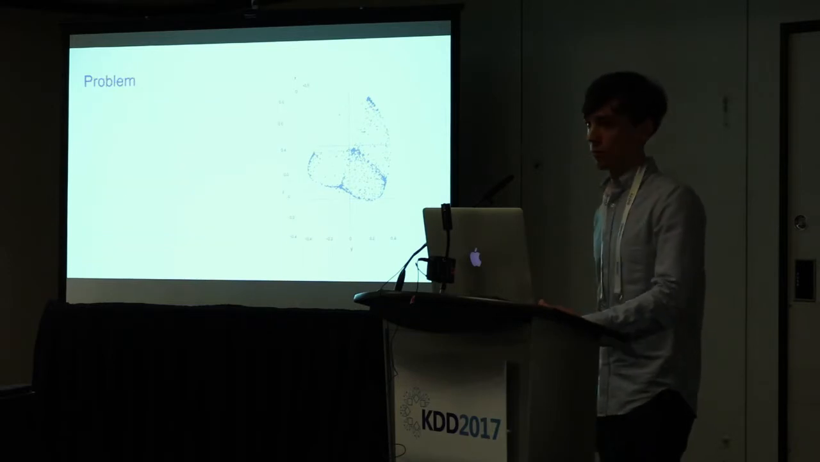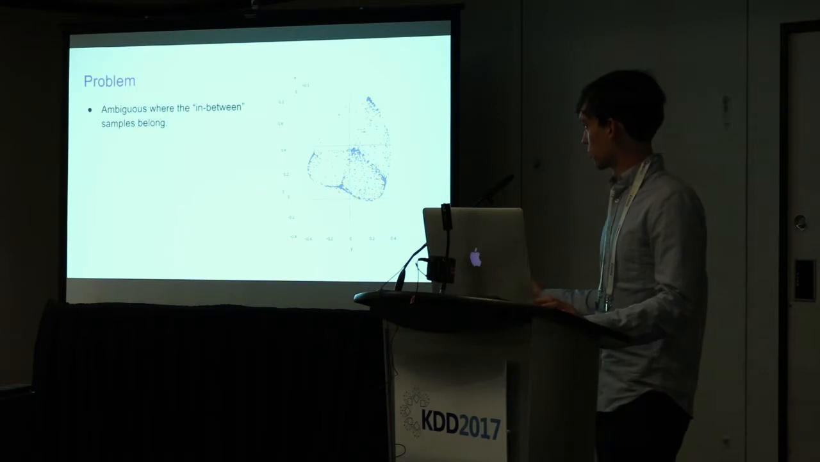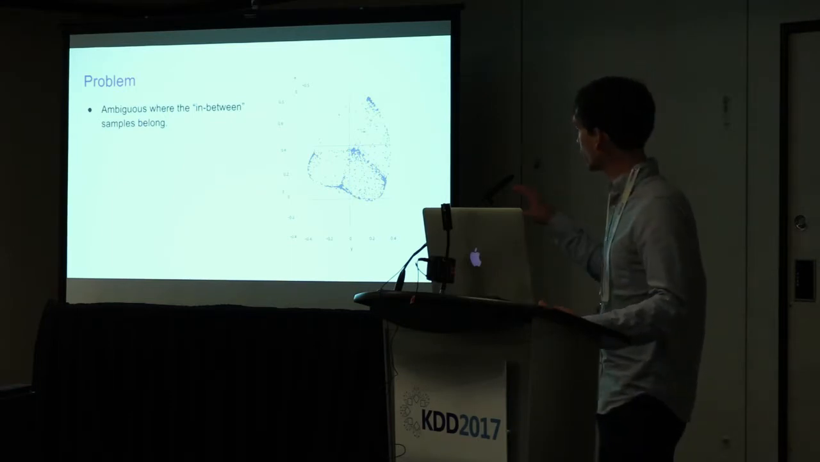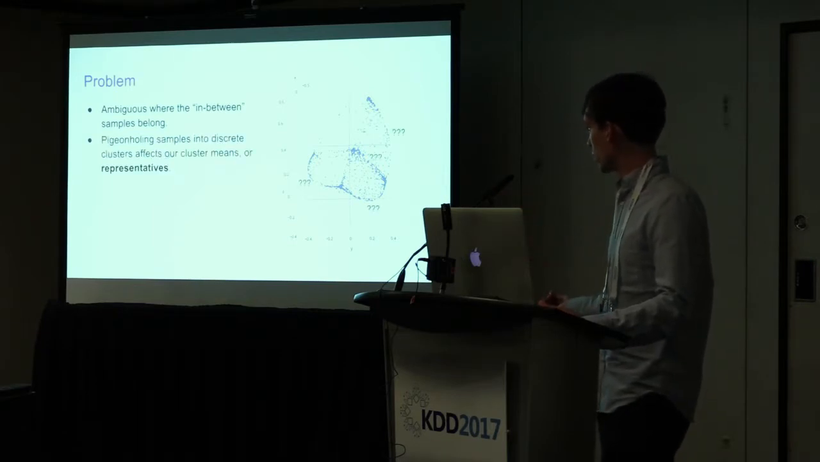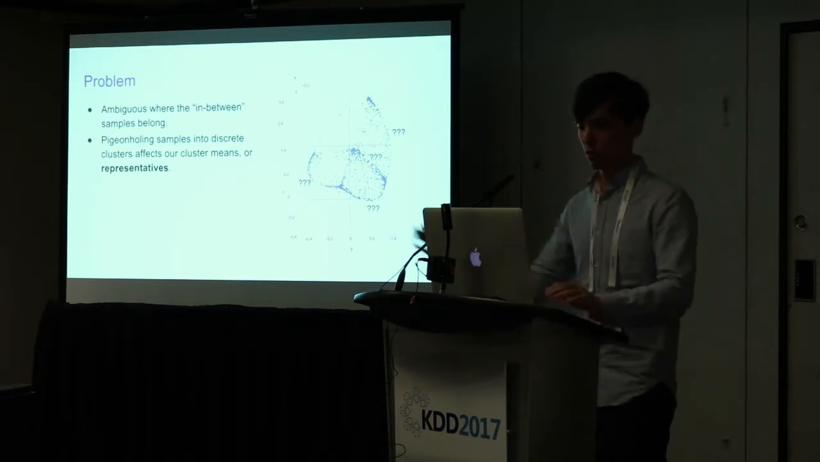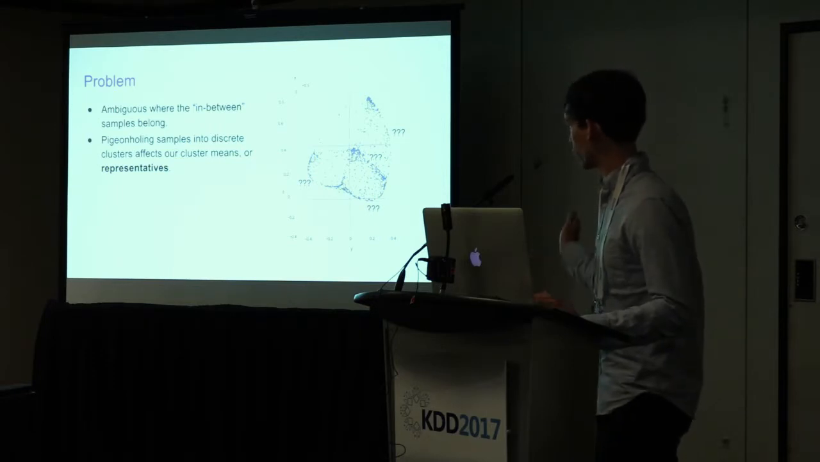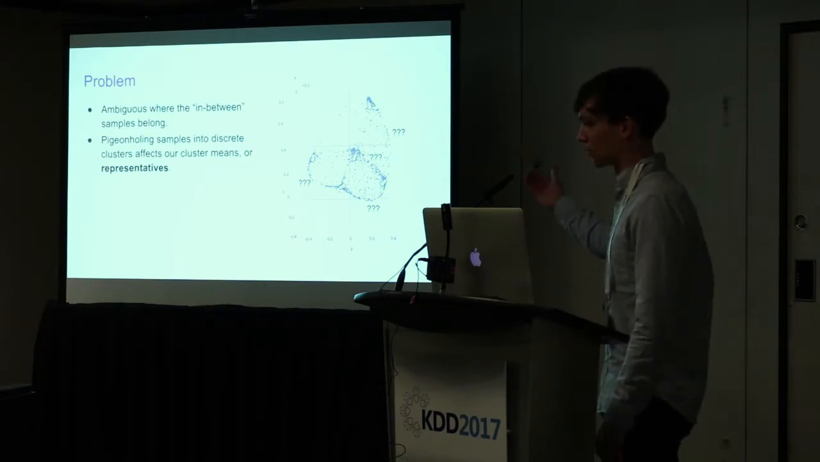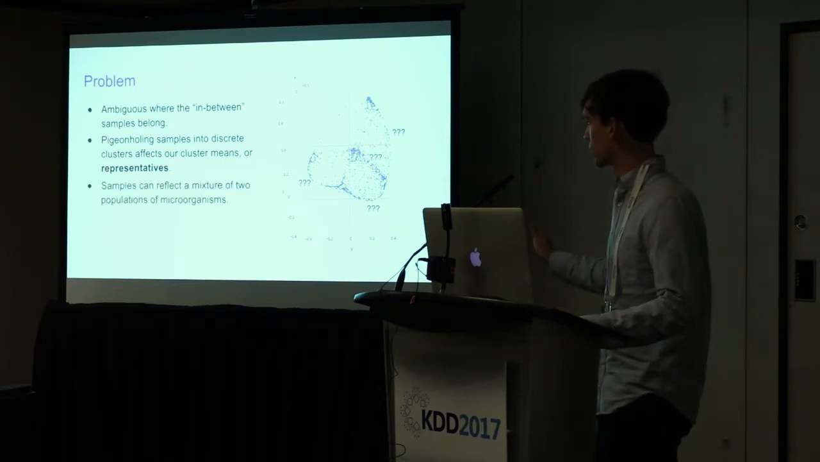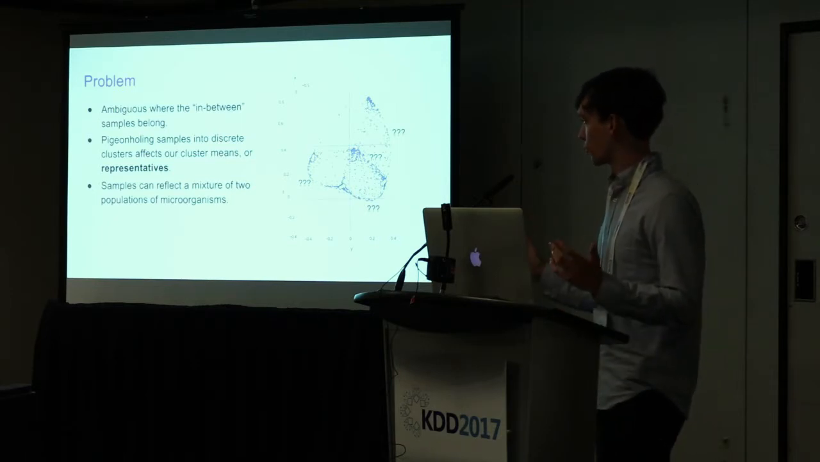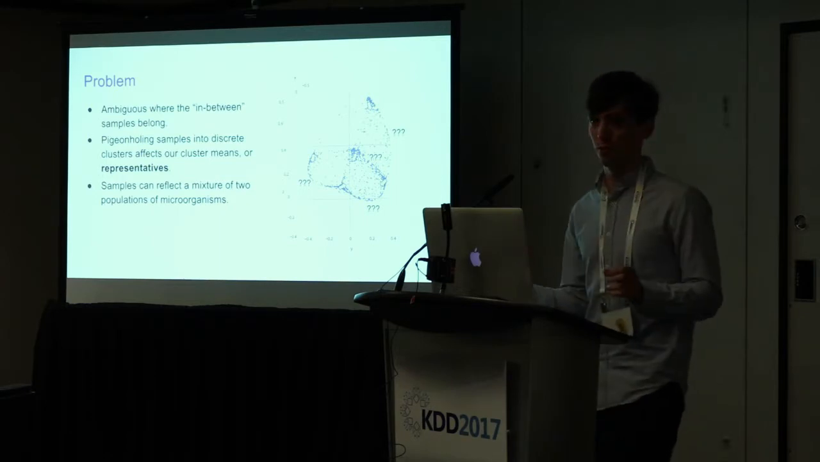So there are a few problems. We had 5 clusters, but we noticed there are a lot of samples that lie in between the clusters, and it's ambiguous where these samples belong. We could say these samples belong to the closest cluster, but this could change where our cluster representatives end up, and it could shift them toward these in-between points and toward outliers. In addition, this sort of pigeonholing doesn't actually reflect the fact that samples often reflect a mixture of two populations.